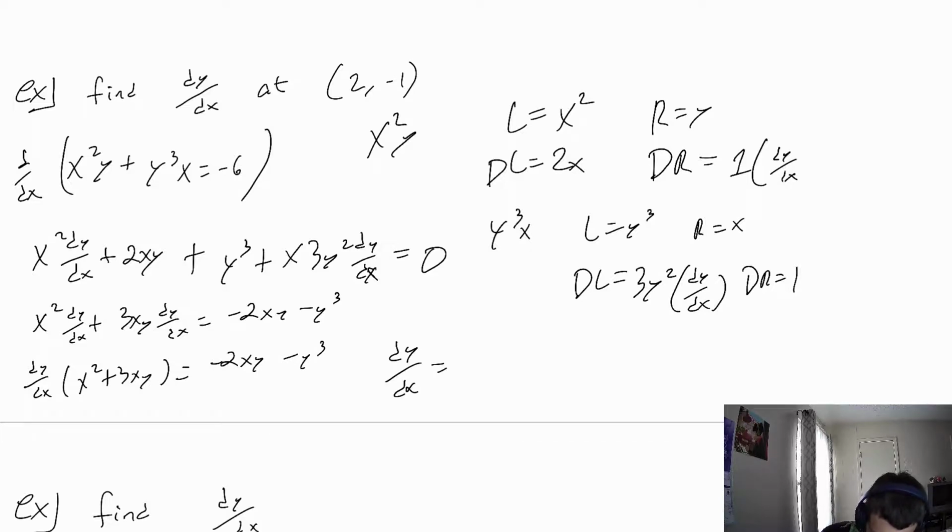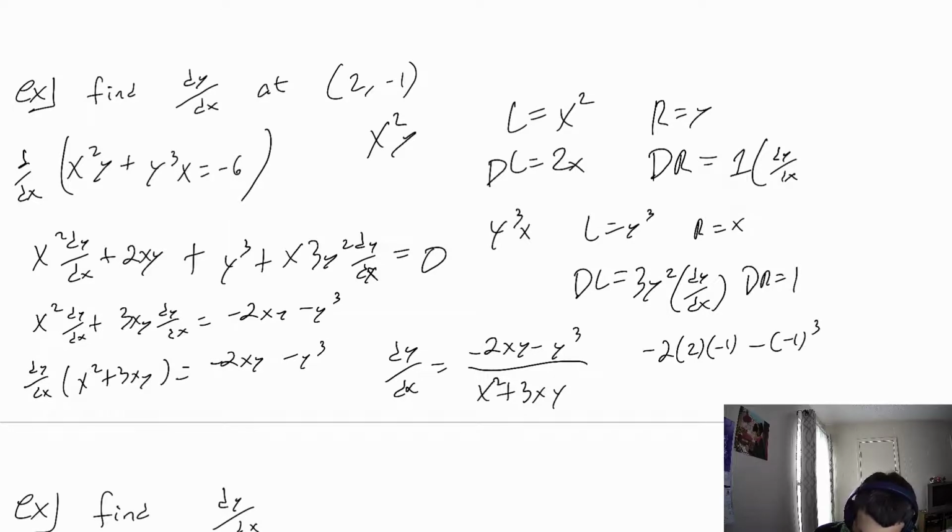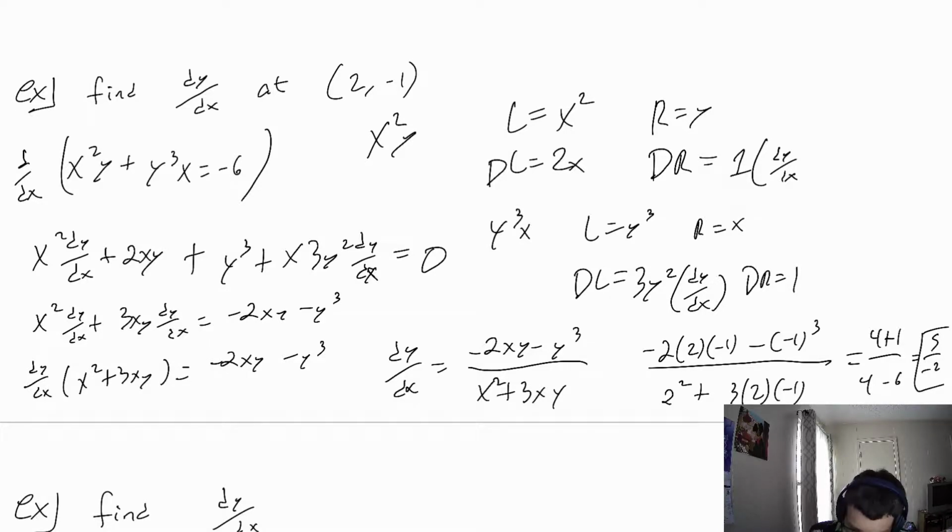So then we get dy/dx equals minus 2xy minus y cubed over x squared plus 3xy. And now that we have this, we can plug in x equals 2 and y equals negative 1 to get minus 2 times minus 1 minus minus 1 cubed over 2 squared plus 3 times 2 times minus 1. And this works out to be about, I'd reckon, 4 plus 1 over 4 minus 6, which is 5 over minus 2. And that's our answer for that.